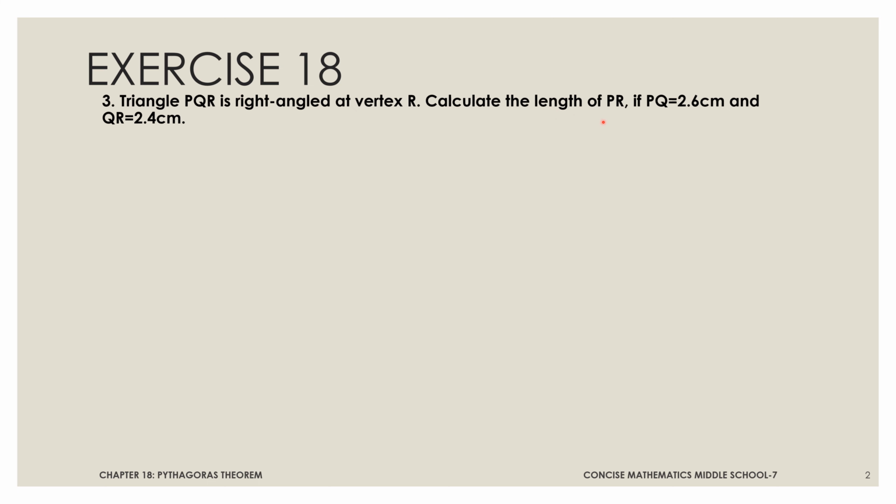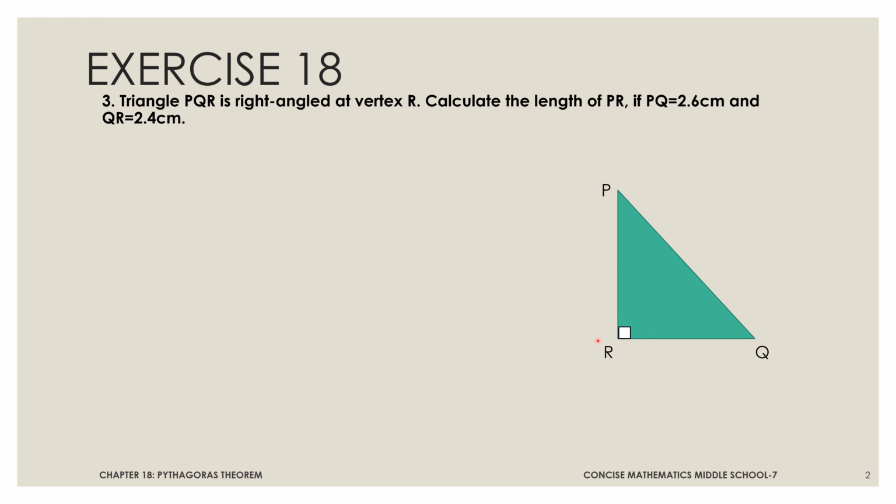They're asking us to find the length of PR if PQ is equal to 2.6 centimeter and QR is equal to 2.4 centimeter. So this is a right angle triangle. Let's understand it in a pictorial form first. They are asking us to mark it as PQR and a right angle triangle. So this is the right angle triangle, that is 90 degree. So this vertex should be marked as R. Make sure that you mark this as R, and the remaining two you can mark as P and Q, right?